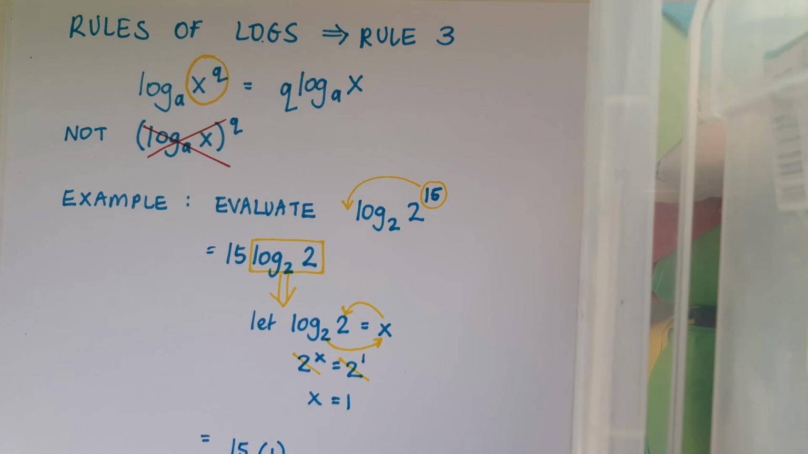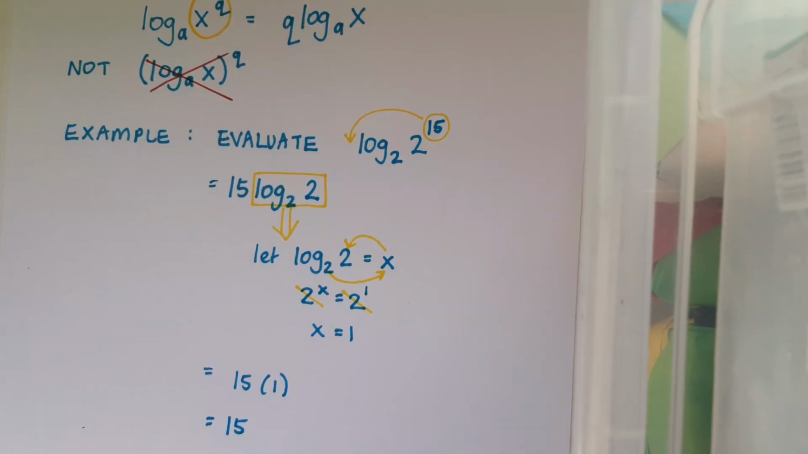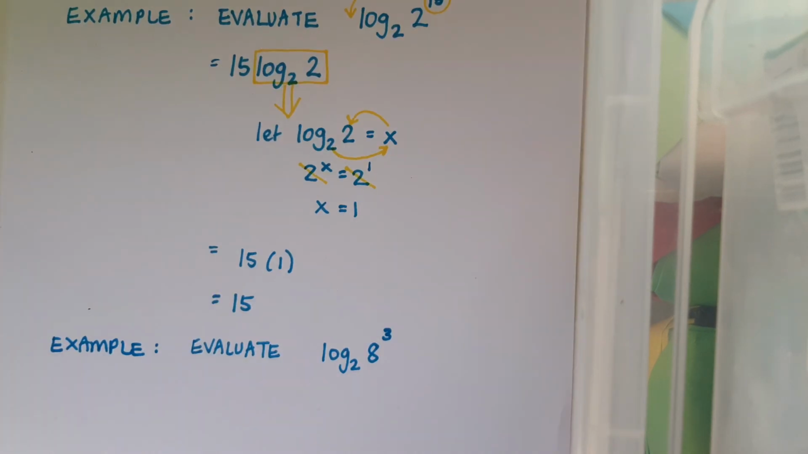So I'll substitute that in for log to the base 2 of 2, and then my calculation is just 15 times 1, and my result at the end is 15. This time I want to evaluate log to the base 2 of 8 cubed.